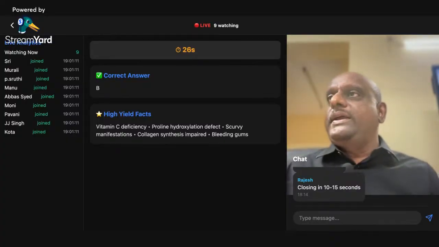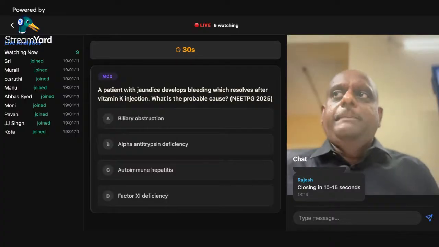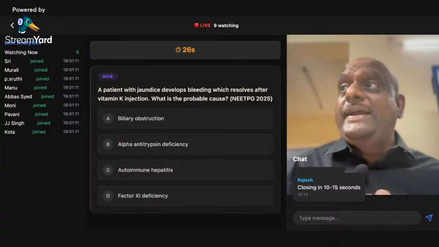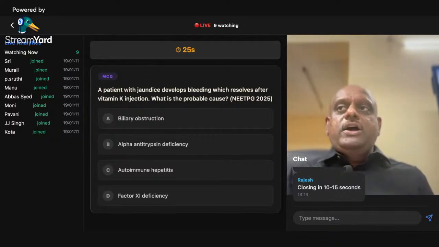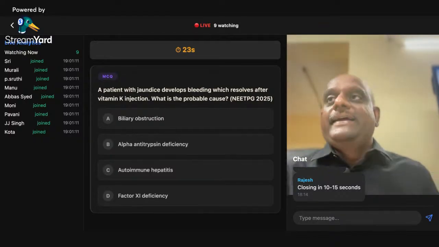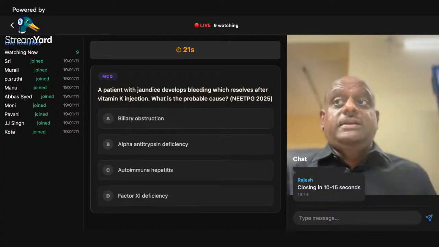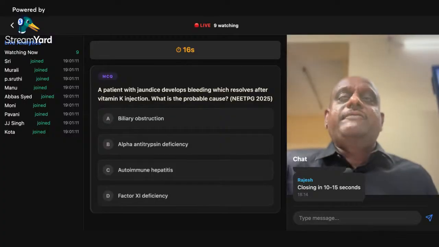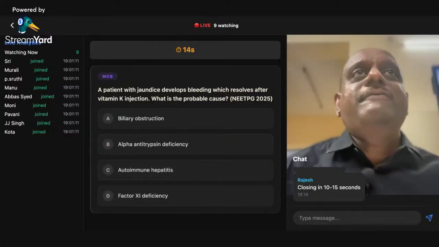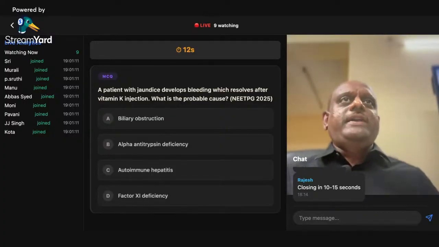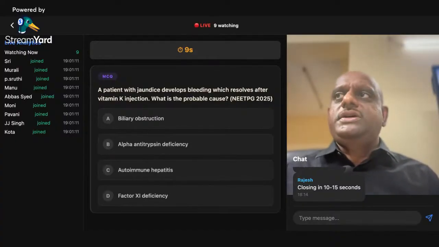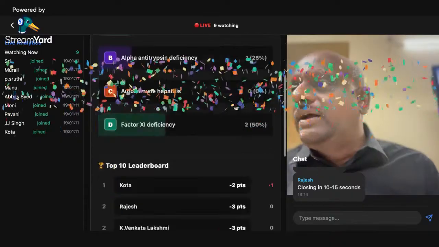So, the next question. Patient has jaundice, develops bleeding, which resolves after vitamin K injection. What is the possible cause? What is the probable cause in vitamin K deficiency? Why does it happen in liver disease? Then what gets affected? Vitamin K dependent factors. What are they? 2, 7, 9, 10 is what you need to remember. Yes, doctor? Yes, let's see what is your answer.